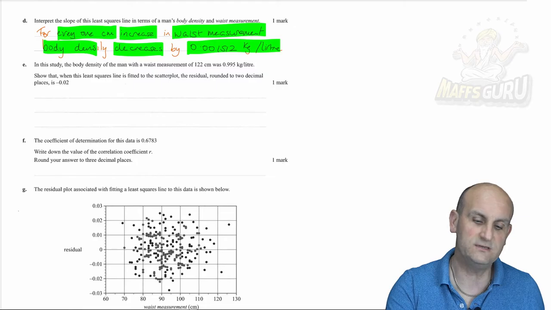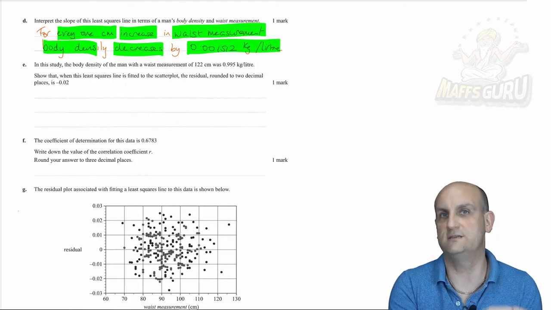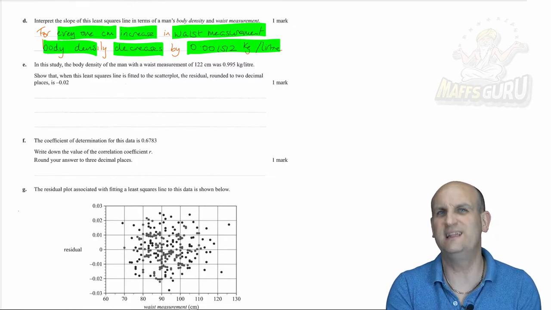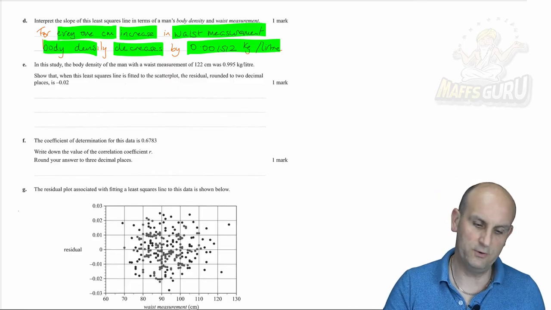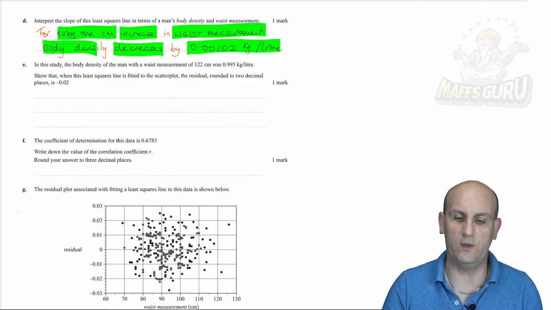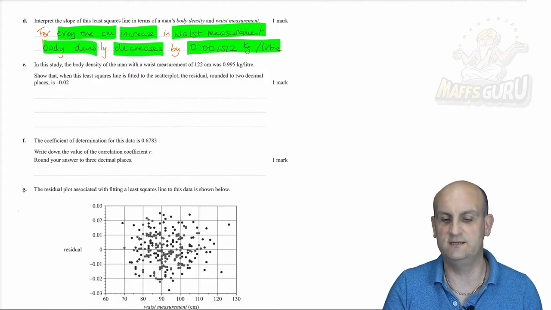So again, being able to take that regression analysis equation or that least squares line and turn it into something meaningful is really, really important. In this study, the body density of a man with a waist measurement of 122 centimeters was that.